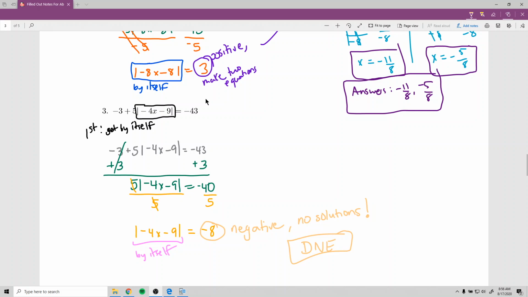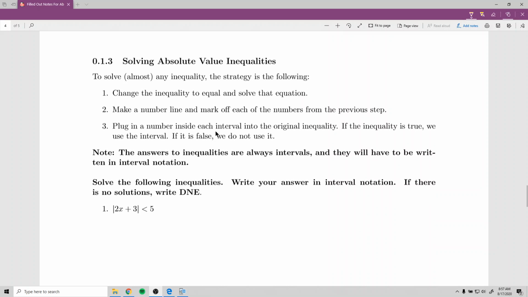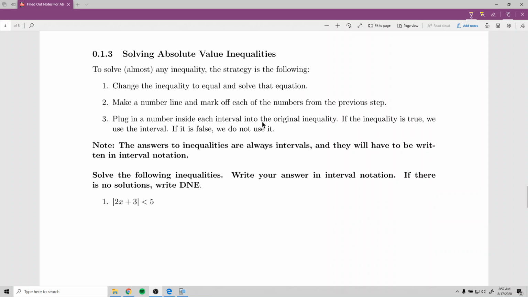All right, now the last little section builds on this. It's the absolute value inequalities. And like I have outlined here, to solve almost any inequality, the strategy is the following. We change the inequality to an equal sign and solve that equation. So what we'll do on this first one is switch this less than, it doesn't matter which one it is, to equal and solve that. Make a number line and mark off each of the numbers from the previous step.